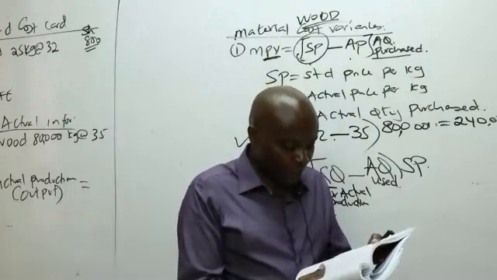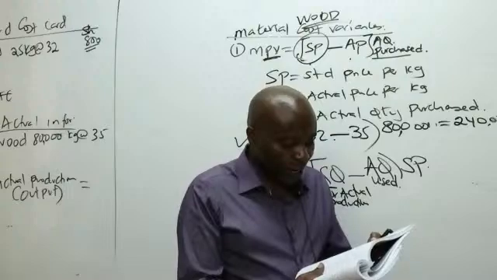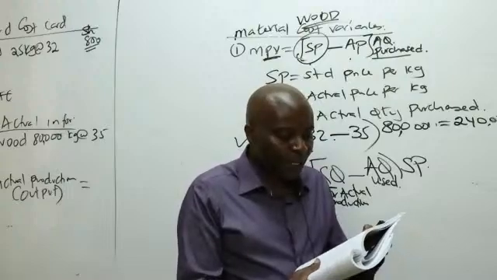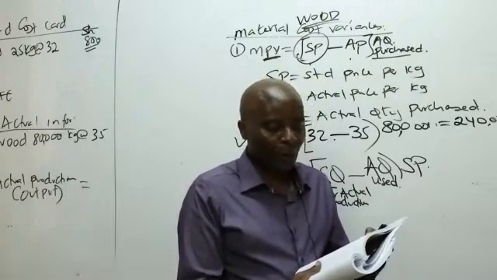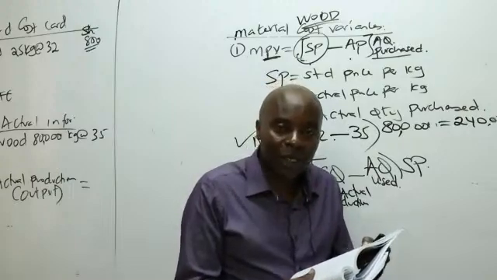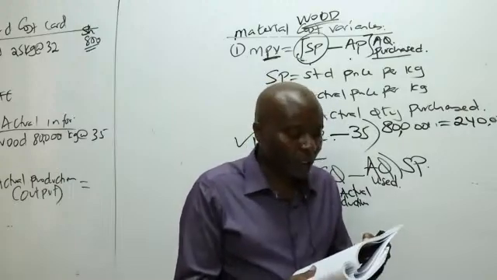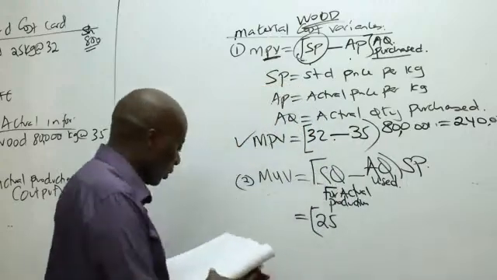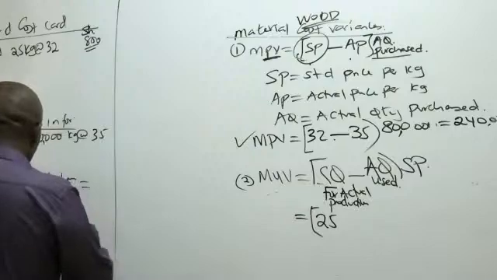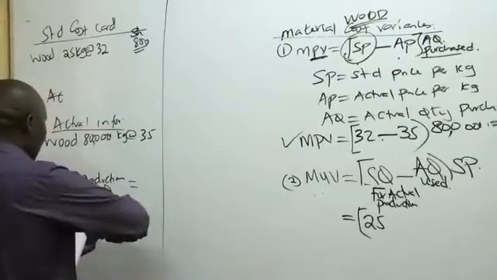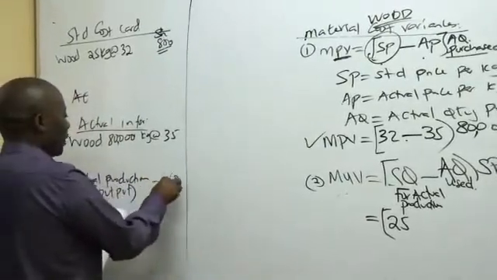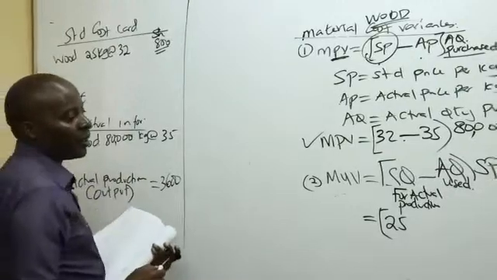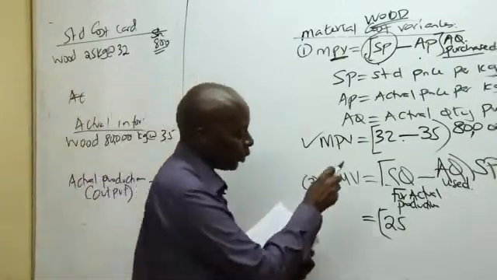3,600 benches. Where we had a closing stock of 400 benches, meaning that we sold 3,200 benches. So the actual production, ladies and gentlemen, the actual output was 3,600. Therefore, this will be 25.